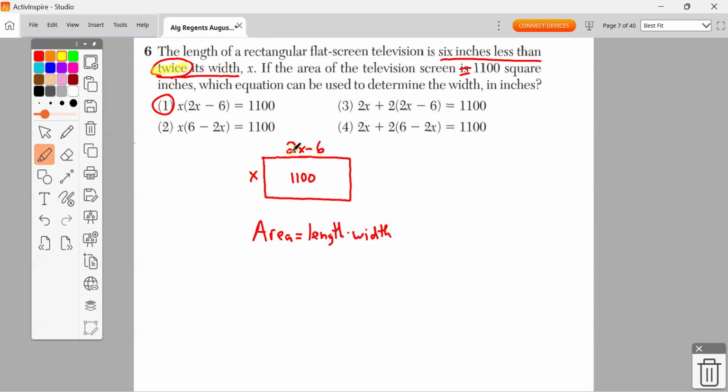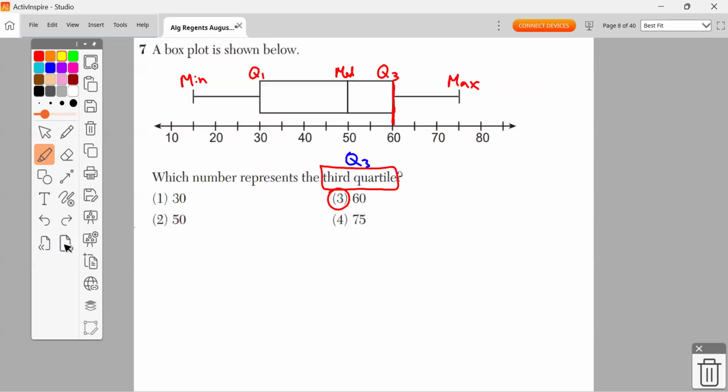So we want to multiply these two sides together. So x times 2x minus 6, and it tells you that the area is 1,100. So that would be the correct equation to use.